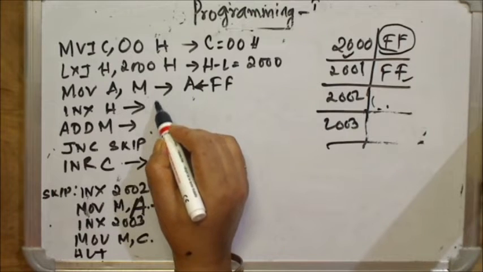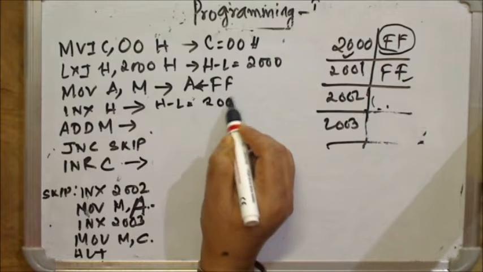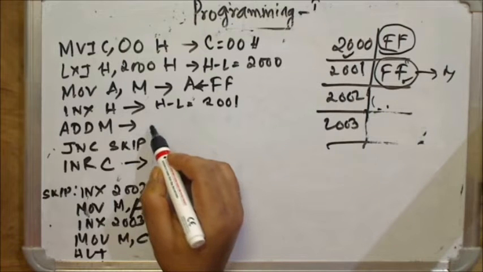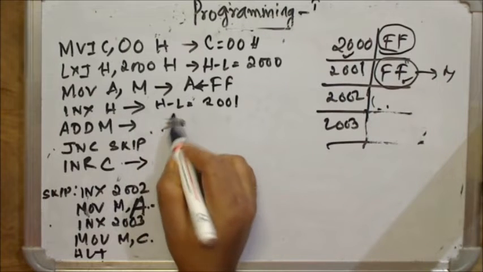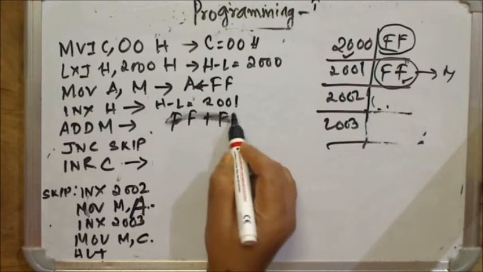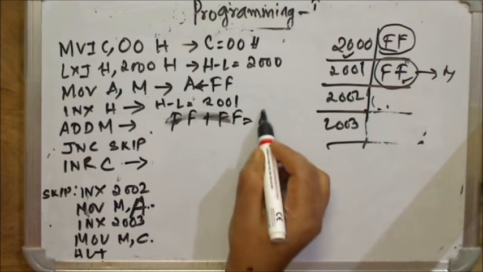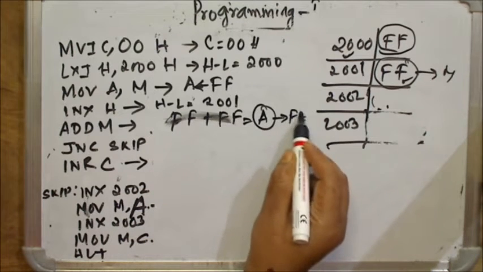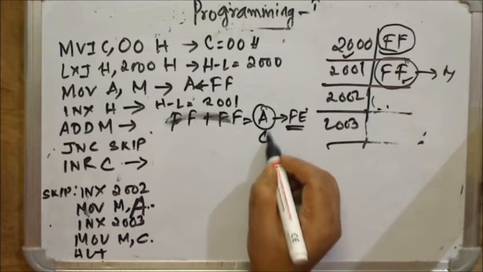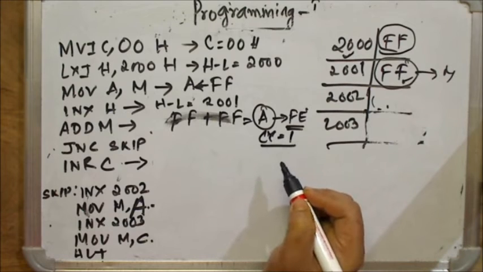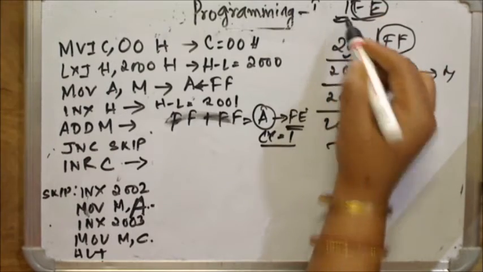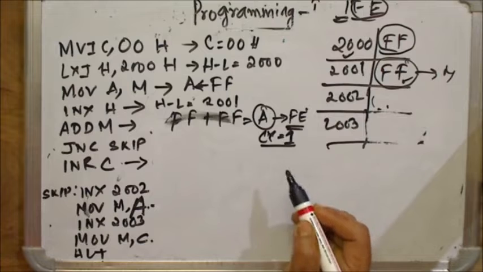So FF will get stored in A, right? Then INX H. So HL pair will now be incremented to 2001. Which will be our new M? This one. Then ADD M. So A will be added with M, that is FF will be added with FF, and the answer will be stored in A. That is FE. FE will be stored in A, and the carry flag will be set to 1, because the actual answer is 1FE. So FE is the sum and 1 is the carry.